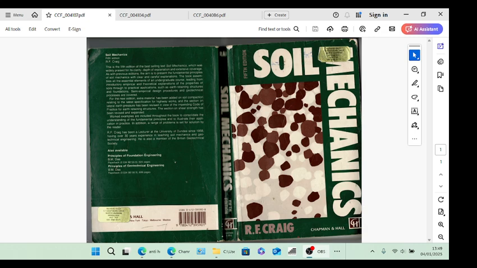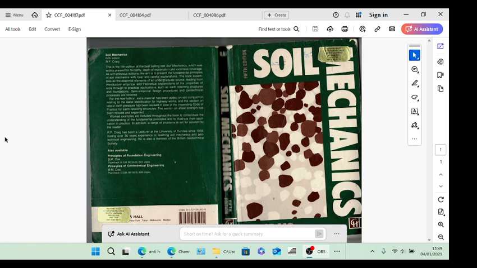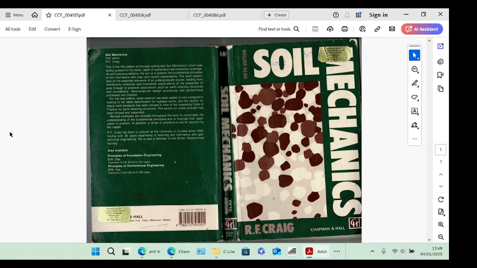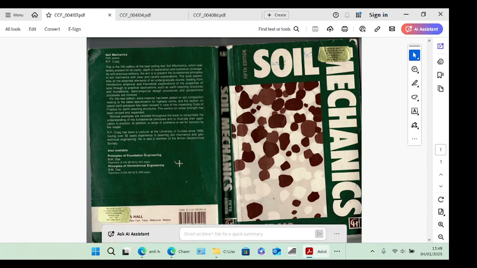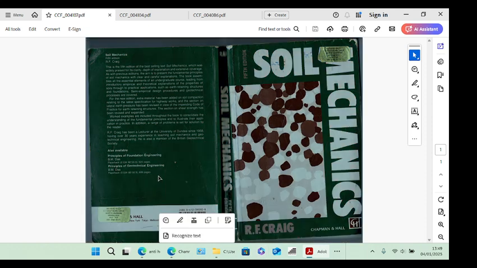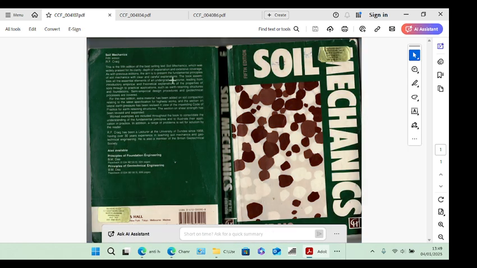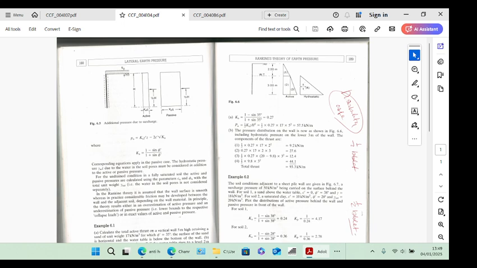So we've got the old copy of Soil Mechanics by R.F. Craig from my University of Southampton days. All copyright to Chapman and Hall, R.F. Craig. This is chapter 6, lateral earth pressures, Rankine's theory of earth pressure.